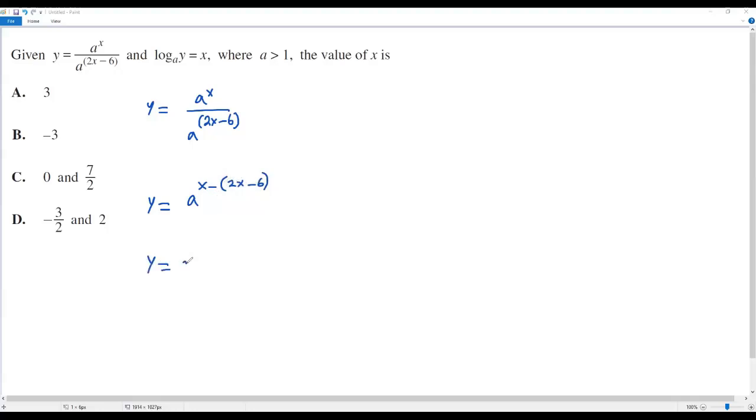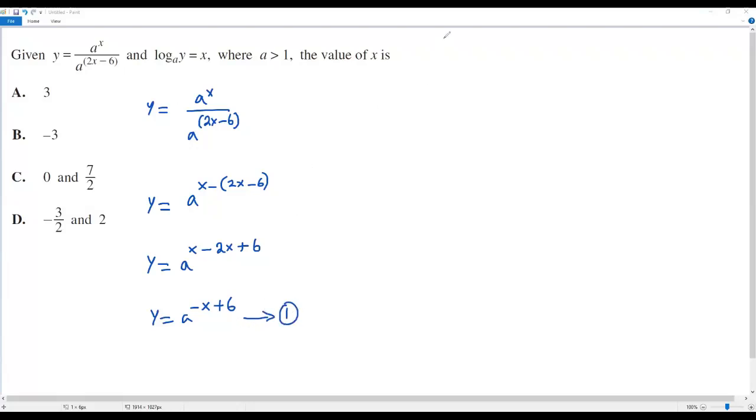So y equals a to the power x minus (2x − 6). Now we can distribute this negative sign to the 2x and the −6. Then we get x − 2x, and the negative times negative 6 becomes positive 6. So y equals a to the power, and when I combine x and −2x, it will be just −x + 6. Let me say this is equation number 1.